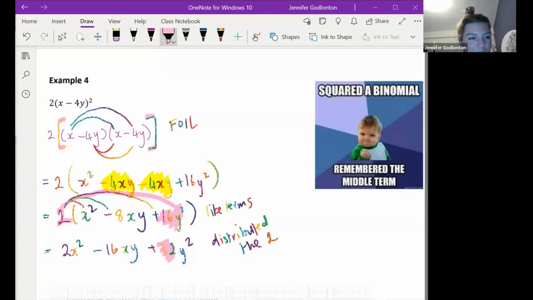Bontle, how can I help? Ma'am, can you please explain the last step again? Okay, so in this last step, all we're doing is we're distributing that 2. So the first one is we said 2 times x squared. So that gave me this guy. Then we said 2 times negative 8, which would be negative 16. And then my variables are x, y. And then we said 2 times 16, which is 32. And my variable would be y squared. So we're just taking that 2 and we're multiplying it into all 3 terms.